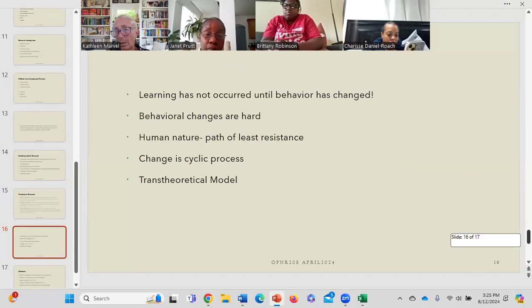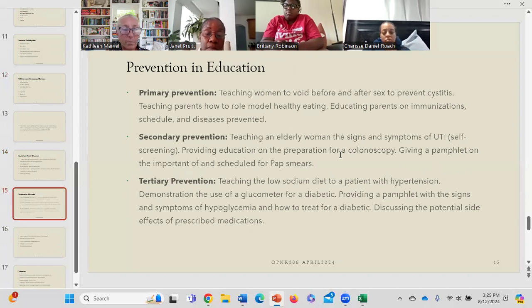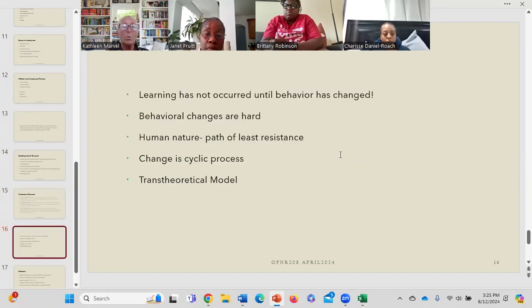Okay, a couple of last comments about learning and barriers to learning. Learning has not occurred until the behavior has changed. You can talk and talk and talk and talk and talk, right? But there has to be behavior change.